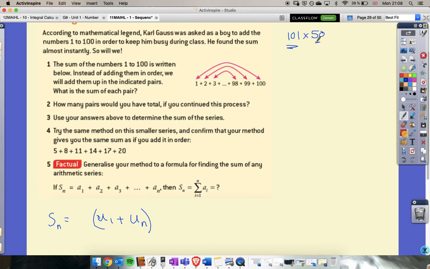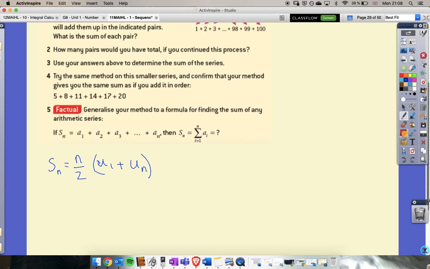So now we need to find the 50. And the way we did that is we said, well, there were 100 terms, and we halved it. So I'm going to say I've got n terms divided by 2. So there we go. We've got a formula for our series. This is useful if we know the first term and the last term. It's not so useful if we just know the first term and how a sequence is progressing.